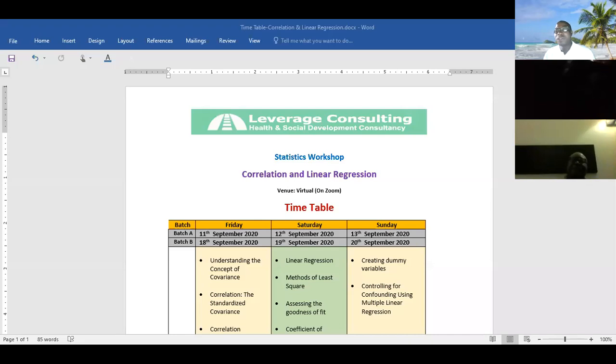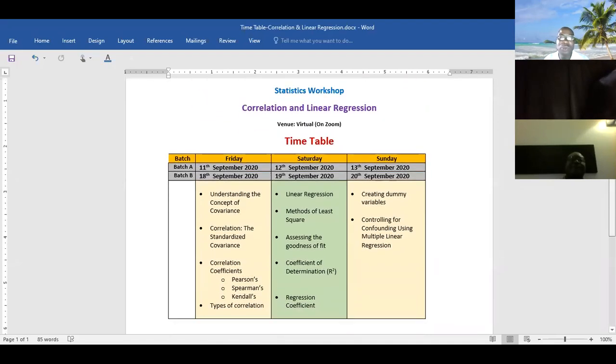I want to welcome everybody once again to this workshop. This week we'll be looking at correlation and linear regression. And let's quickly look at the timetable. I don't think that we should waste time on introduction because almost everybody here is familiar with one another. So I think we should just proceed. If you want to get to know somebody more, as the workshop progresses, you get to know people more. So we'll quickly look at the timetable.